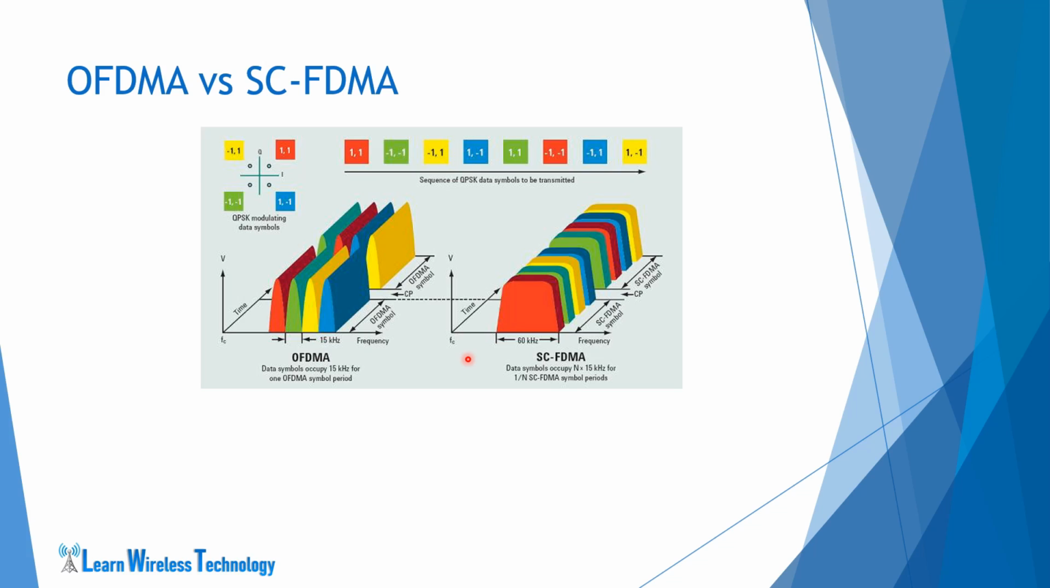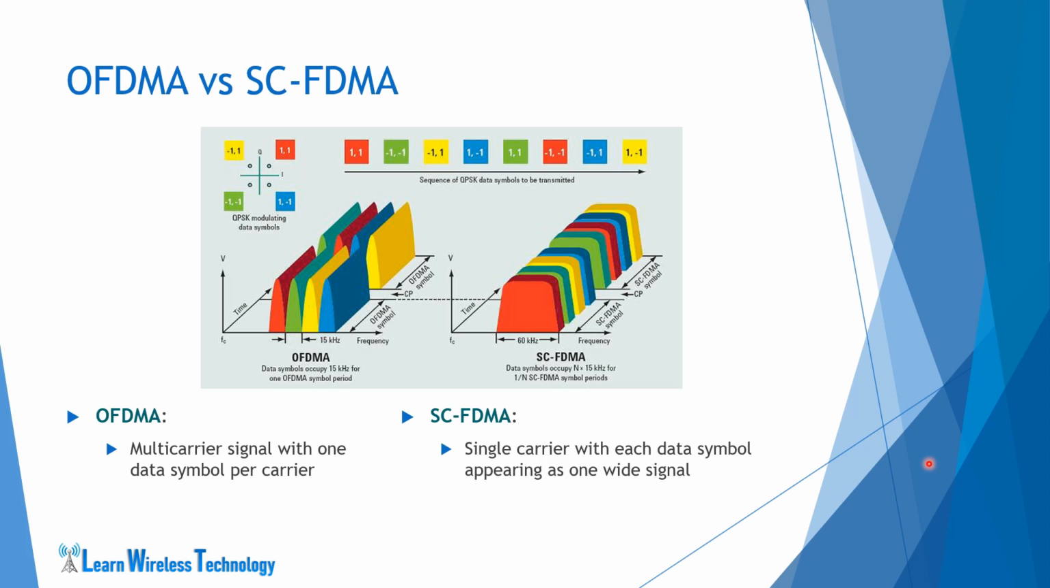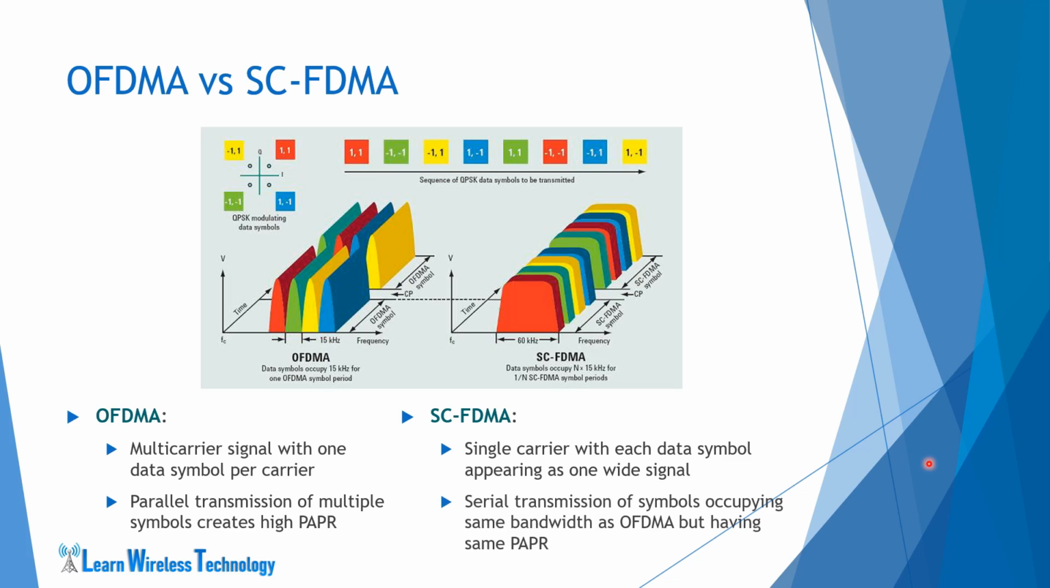So, to summarize the concept, the OFDMA signal is multi-carrier with one data symbol per carrier, while the SC-FDMA signal is a single carrier with each data symbol appearing as one wide signal. In OFDMA, it is the parallel transmission of multiple symbols that creates high PAPR, which increases with an increased number of subcarriers for wider bandwidth. While in SC-FDMA, the symbols are transmitted serially, occupying the same bandwidth as OFDMA, but having the PAPR same as that of the original data symbol.